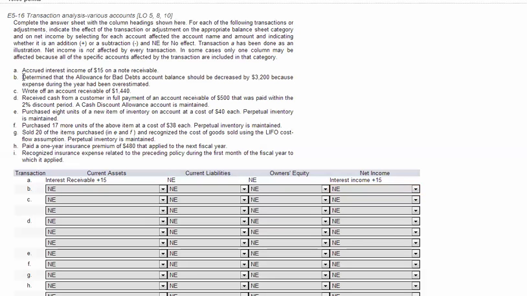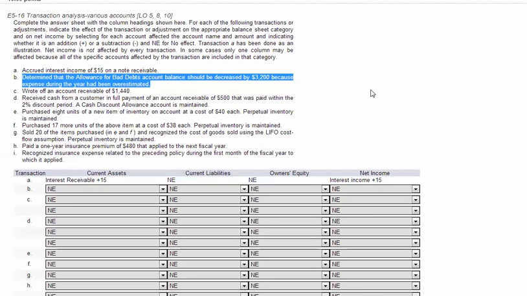How about B here? It says determine that the allowance for bad debts account balance should be decreased by $3,200 because expense during the year had been overestimated. Okay, so that's a good thing. We need to reduce that. Now the entry we would have made when we created that allowance account is we would have debited bad debt expense. So we were increasing our expenses and credited our allowance for doubtful accounts, which is a contra asset, which actually decreases our assets. And the expenses also decrease our net income or our owner's equity.